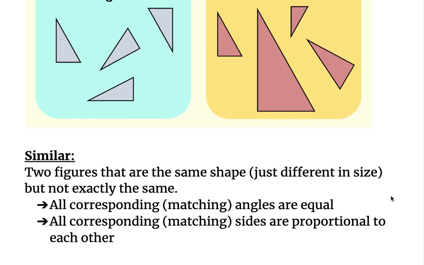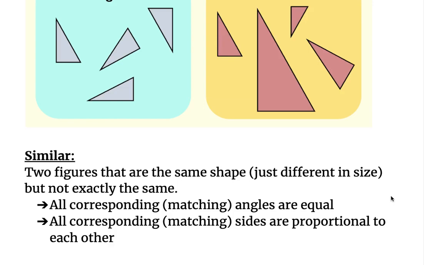Because if you have a different size now, the sides are going to become bigger or smaller, right? So they are actually proportional to each other, just not the same or equal.